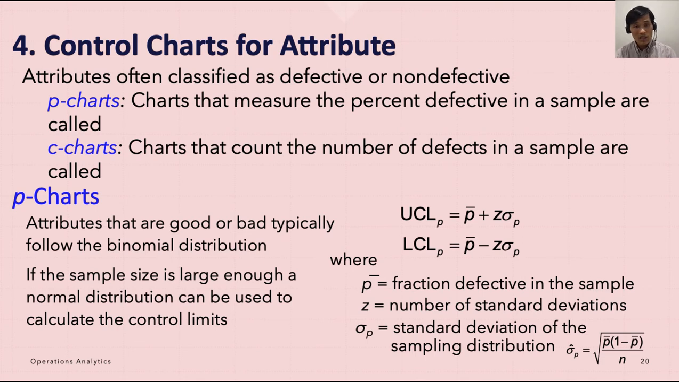Sigma P is the standard deviation of the sampling distribution, and sigma hat P, which you have to estimate, is the square root of P bar times 1 minus P bar over N. That's the formula that you want to use.